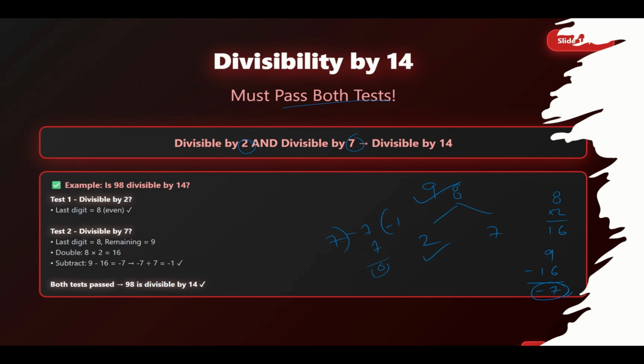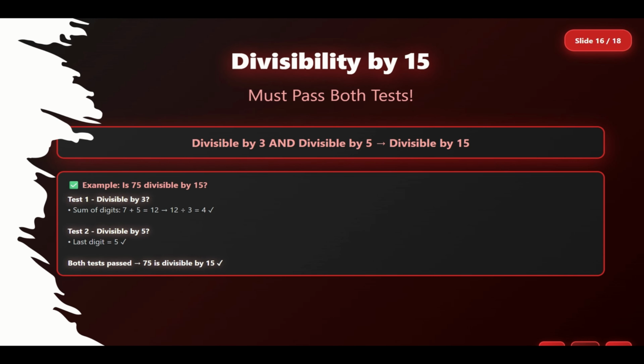And finally, divisibility by 15 must be divisible by both 3 and 5. Let's check with an example, 75. 7 plus 5, 12, and 12 is divisible by 3. Therefore, test 1 is passed. Now let us look into the test 2, where it should be divisible by 5. When you look at the last digit of 75, it is 5 and it is divisible by 5. Therefore, 75 is divisible by 15.